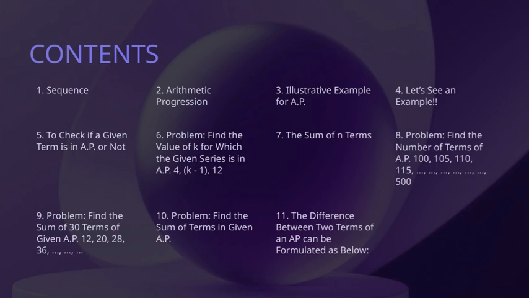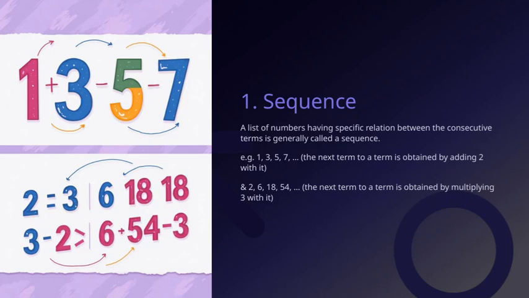Let's look at this first example: 2, 6, 18, 54, and so on. Notice how each term is obtained. Yes, by multiplying the previous term by 3. This pattern shows us how each number in the sequence is related to the one before it, which is a key idea when studying sequences.